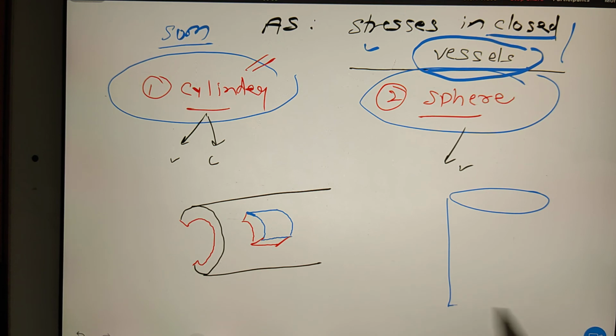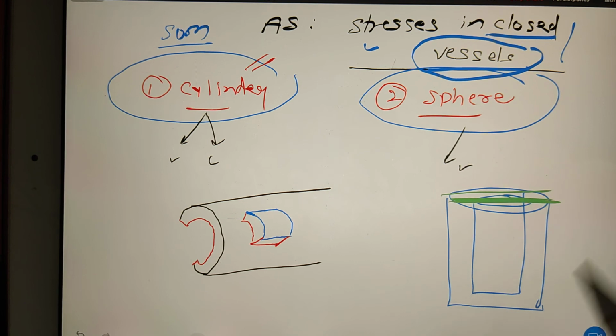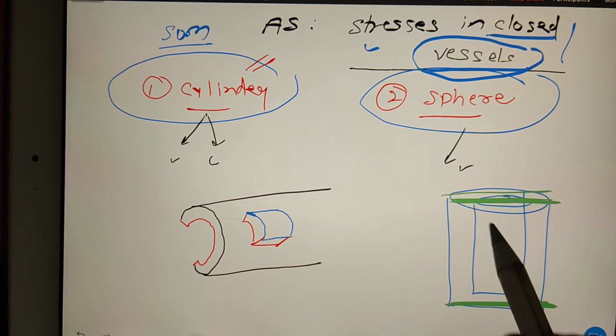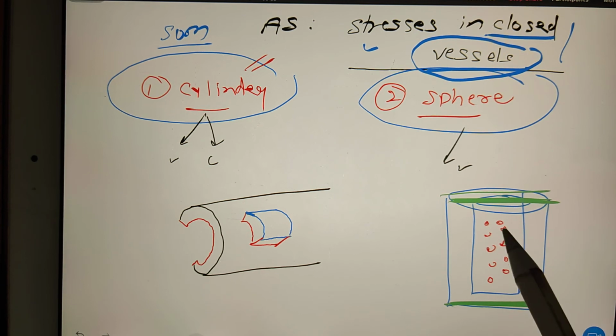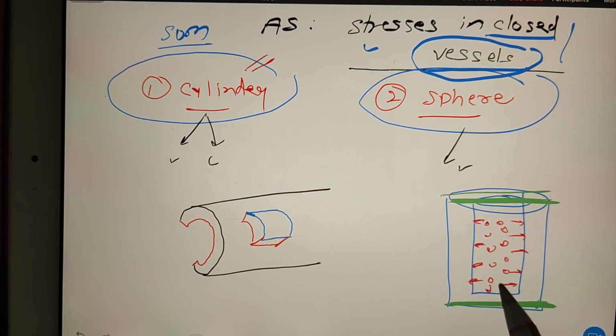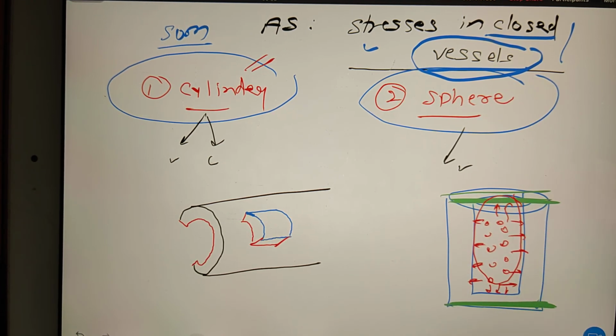Now imagine you have a cylinder, and in this cylinder you have a hollow portion and it is completely closed from all the sides, and inside that we are keeping gas. Now this gas is applying pressure to this vessel. When these gaseous molecules apply pressure to the vessel, in this direction, in this direction, like this, at the top also, this entire vessel will get pressurized. When the entire vessel gets pressurized, then we can experience an amount of pressure P.